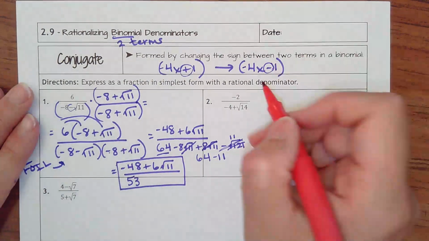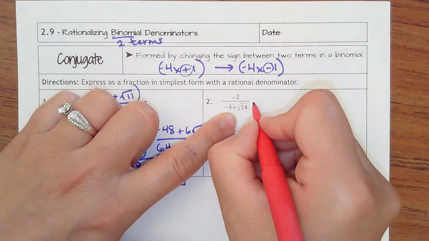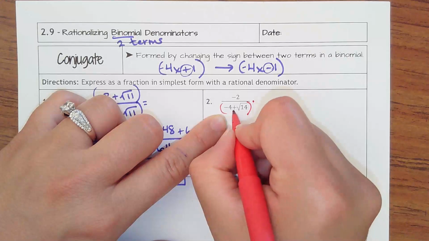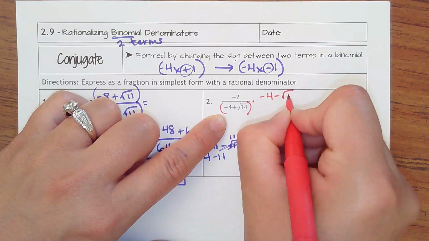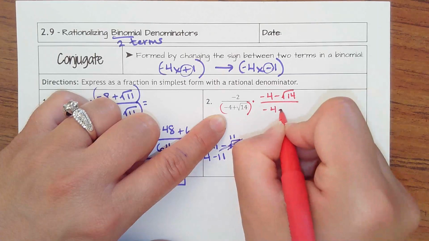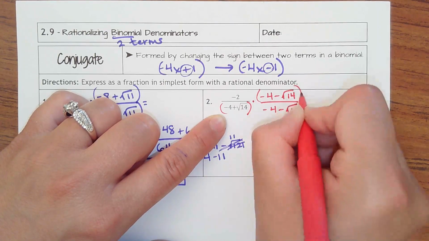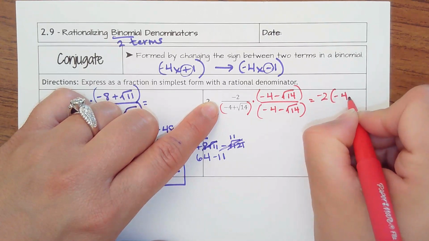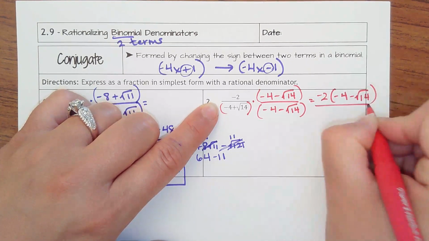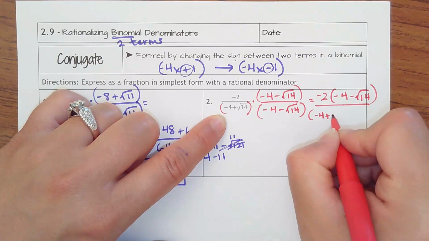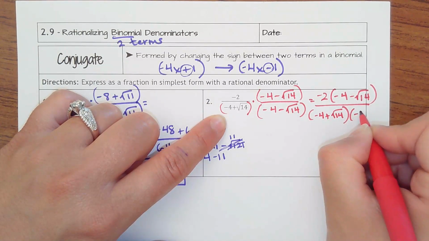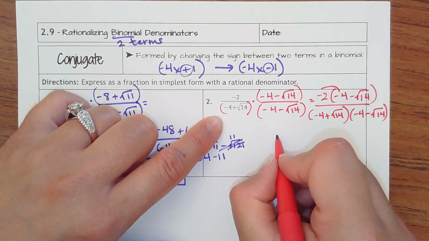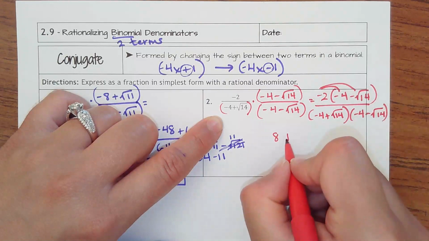Change color so it doesn't get so jumbled. So again, we have to get rid of this radical in the denominator. This is a package deal. It goes together. So we have to multiply by negative 4 minus square root of 14. So this is really negative 2 times negative 4 minus square root of 14, over negative 4 plus square root of 14 times negative 4 minus square root of 14. Distribute the negative 2, that would be positive 8 plus 2 square roots of 14.